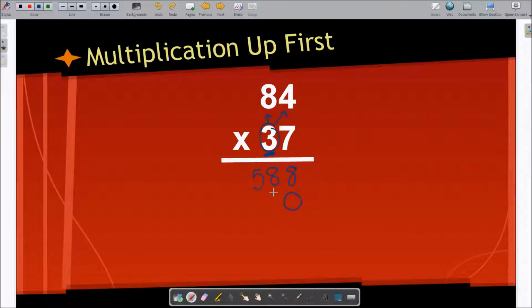So 3 times 4 gives us 12. Put the 2 down here, and the 1 carries. 3 times 8 is 24. Then we add the 1, and we get 25.